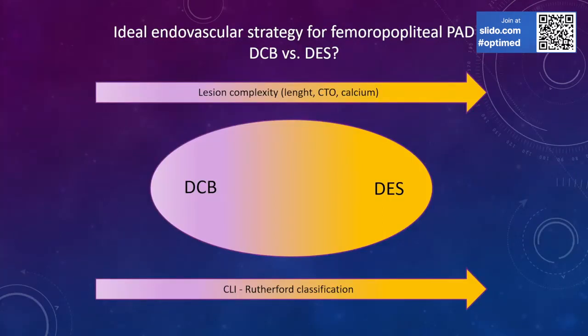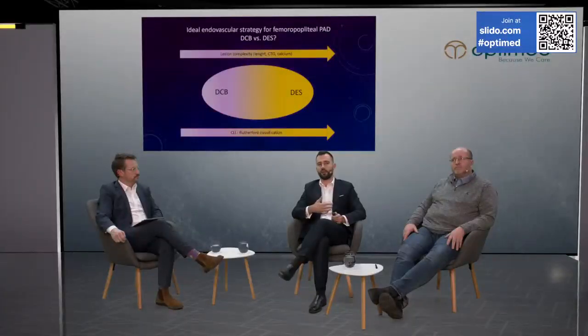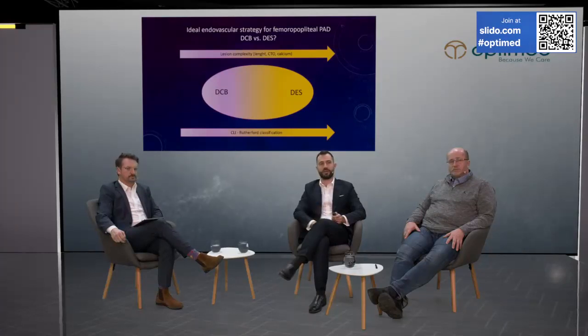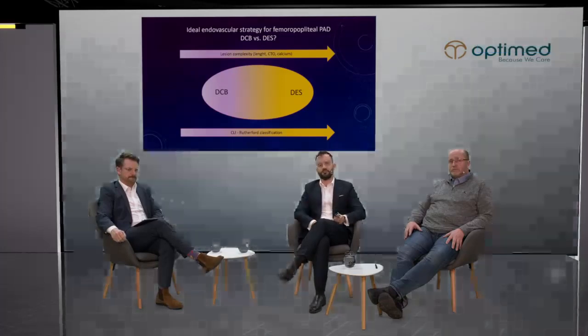We are talking about lesion complexity: what is the length of the lesion, if there is calcium, if there is a long CTO, and how severe is the leg, if there is any problem on the periphery. So if there is a claudicant patient with a short lesion, we usually use just a plain old balloon angioplasty followed by DCB. But if it's a more complex lesion, we use the drug-eluting stent technology to provide some scaffold.